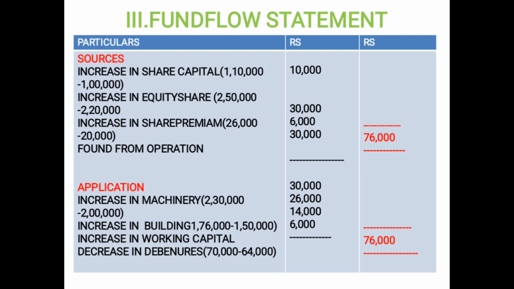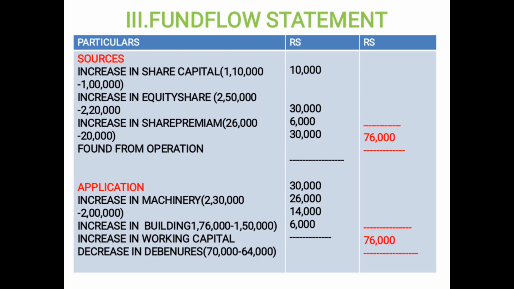Increase in working capital, already calculated, is 14,000. And decrease in debentures: debentures last year were 70,000, this year 64,000. We reduced the amount, so the liabilities are reduced by 6,000. The total is 76,000. Both the sources and applications have the same total. Thus the 28th sum is over.